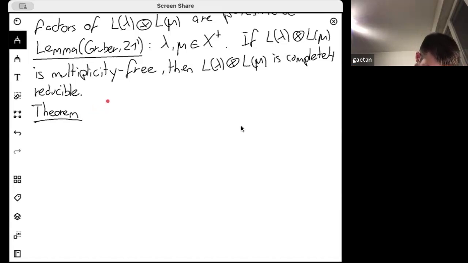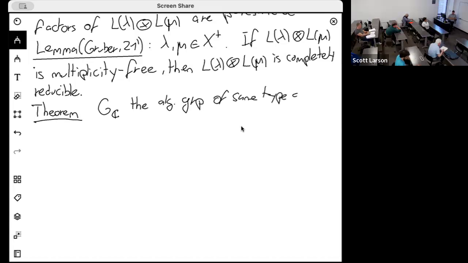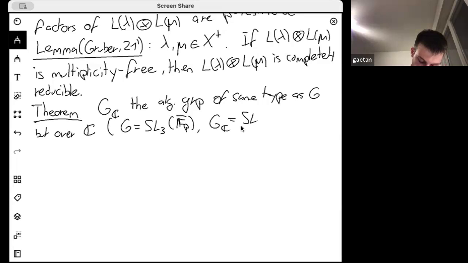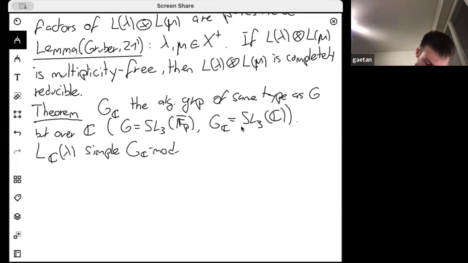So we will denote by GC the algebraic group of the same type as G, but over the complex numbers. So for example, if G is SL3 over the algebraic closure of FP, then GC is just SL3C. And similarly, I denote by LC lambda a simple GC module of highest weight lambda.